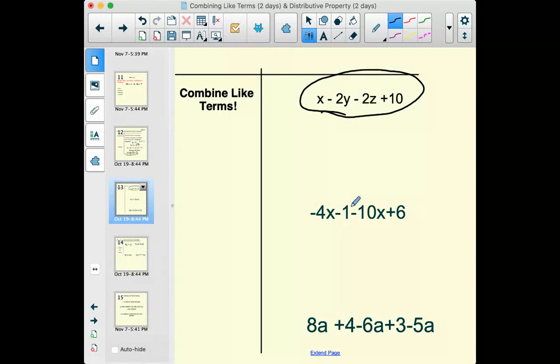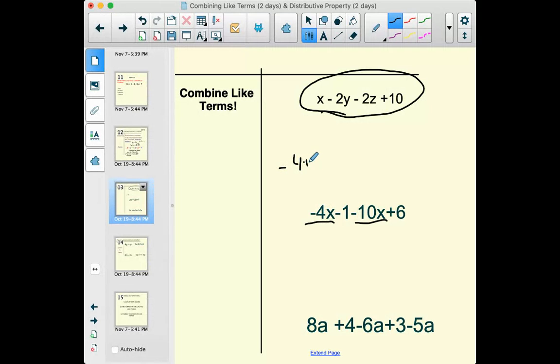Okay. All right. If I look at this one, I see an x term and I've got an x term here. So those I can combine. Again, I have subtraction. I'm going to think about that as adding the opposite. Okay, so I'll erase that. I got a little sloppy.